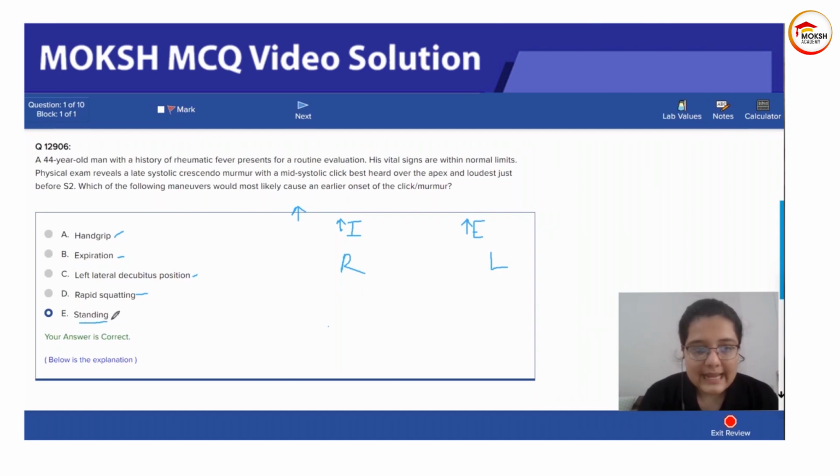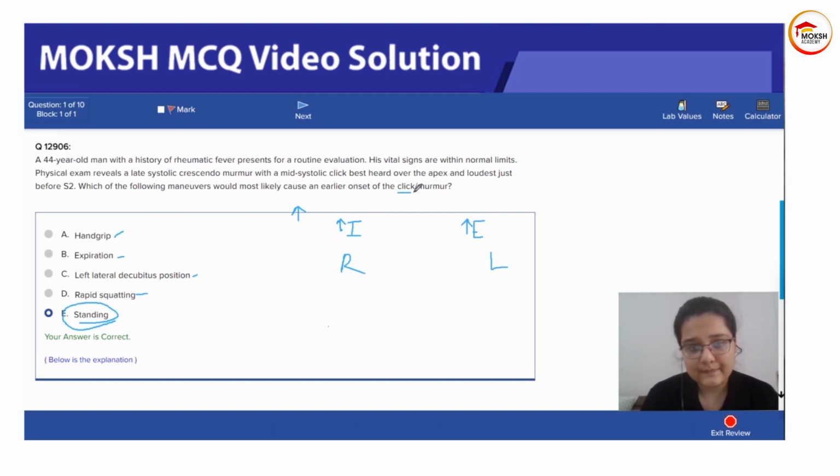What happens in standing? In standing, all your blood is getting pulled to your periphery suddenly. Okay, so there is a rapid decrease in your preload. There is a decrease in your blood flow. So the murmur will lessen.